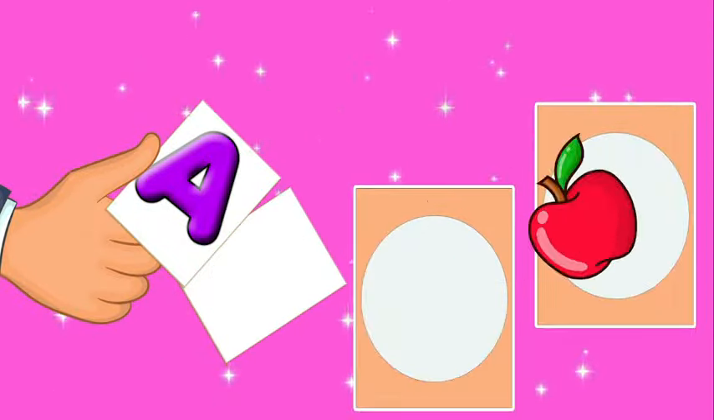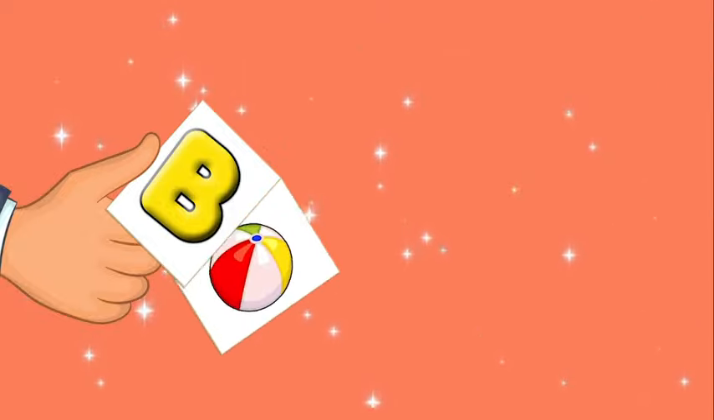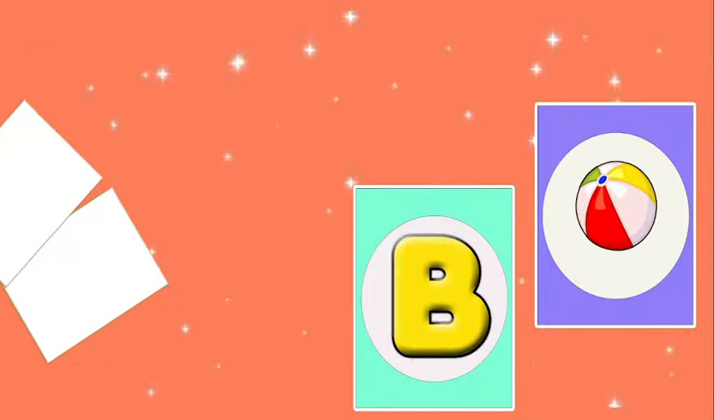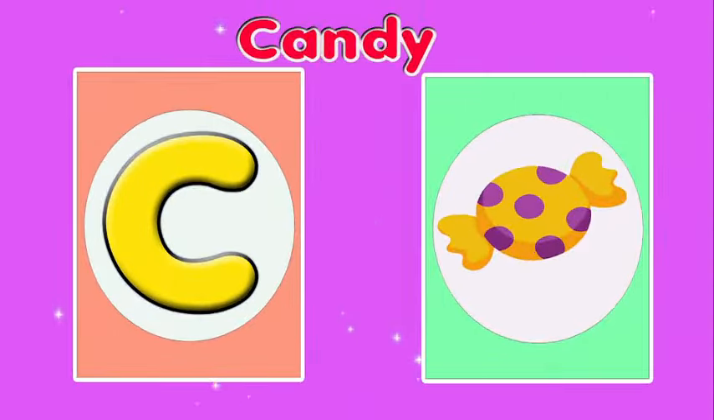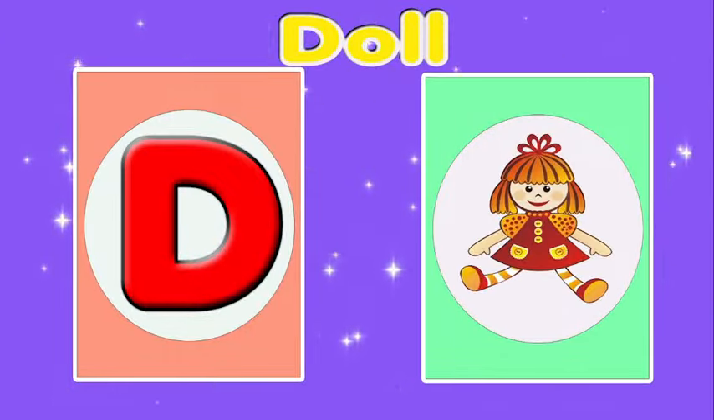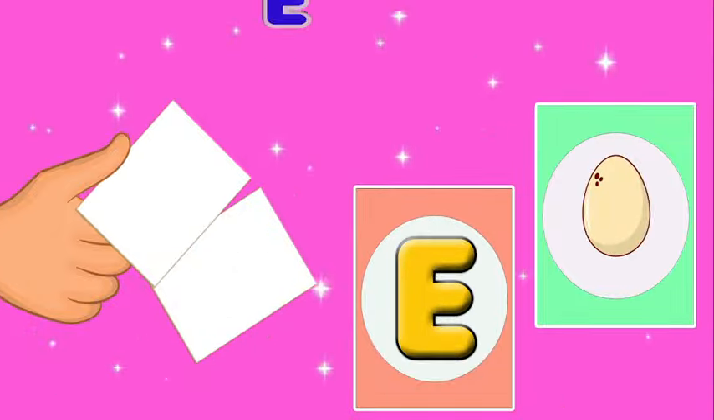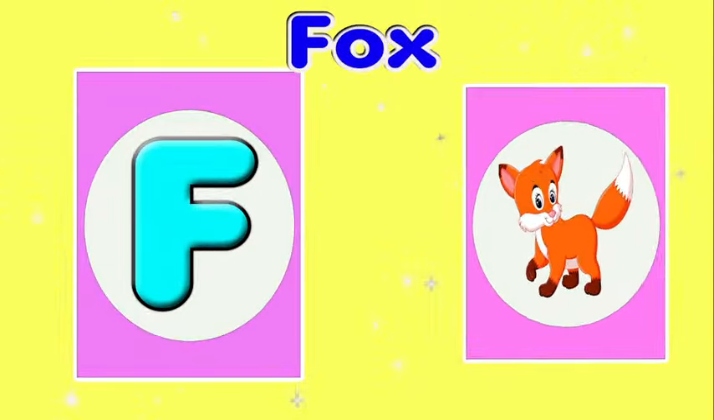A, apple. A for apple. B, ball. B for ball. C, candy. C for candy. D, doll. D for doll. E, egg. E for egg. F, fox. F for fox.